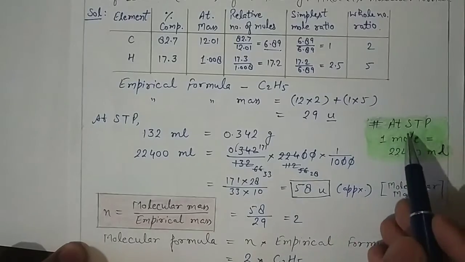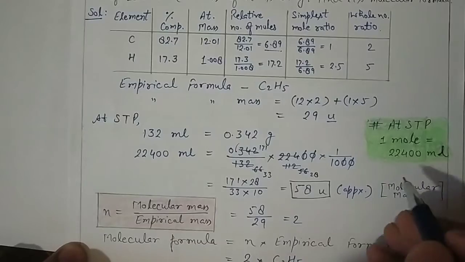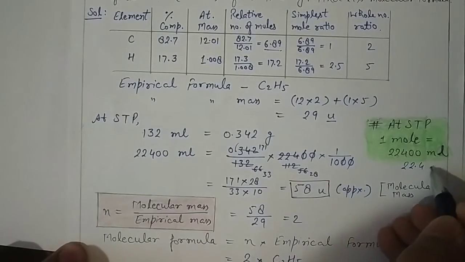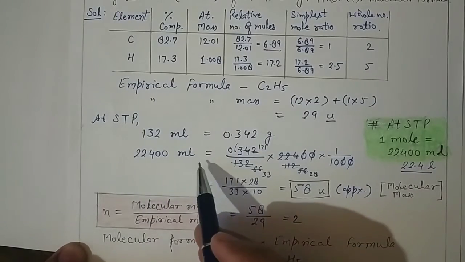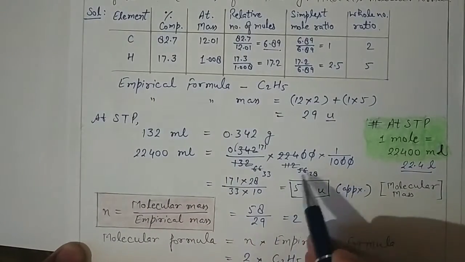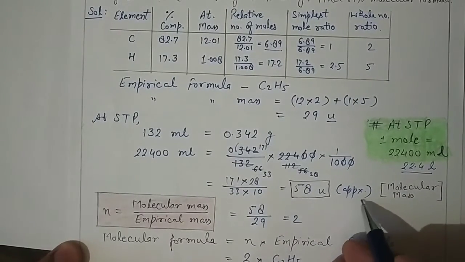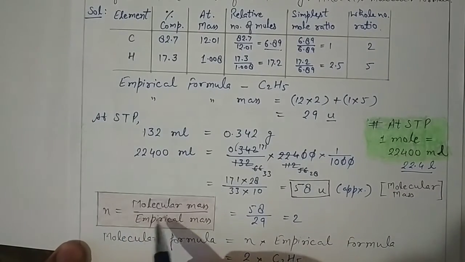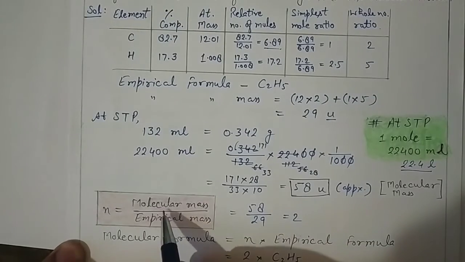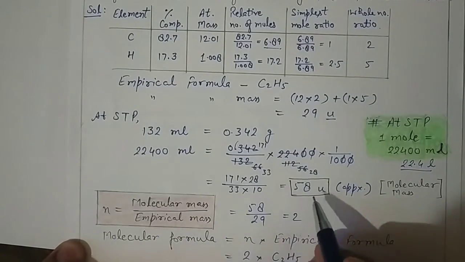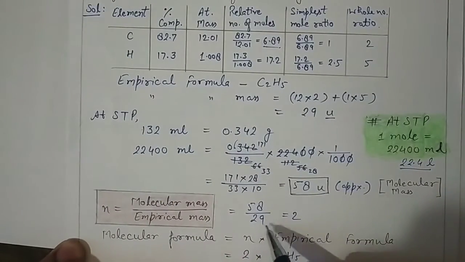So we know that at STP 1 mole is equal to 22,400 ml or 22.4 liters, which we generally learn. So we convert it into ml. So 22,400 ml would be equal to how much mass? By calculation we get approximately 58 unit. Now we have to find n, which is equal to molecular mass upon empirical mass. Molecular mass we got here is 58 and empirical mass we calculated is 29. So 58 upon 29 is 2.